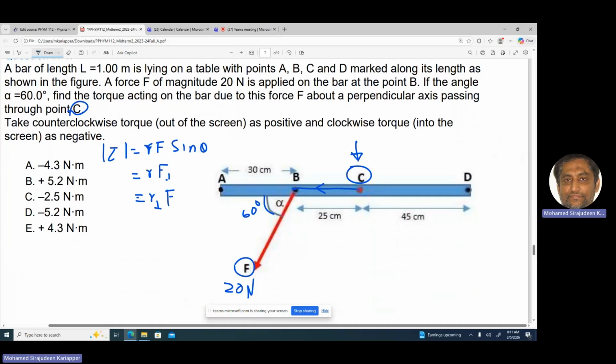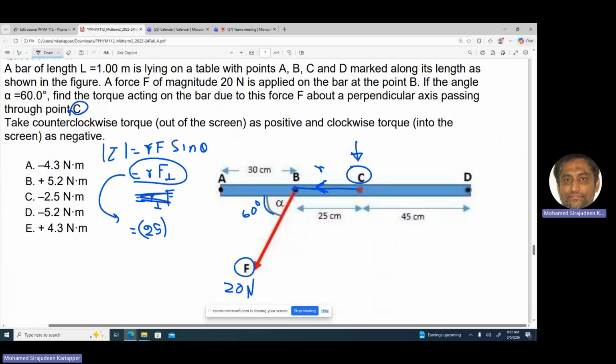So the force is applied at B. So R will be the vector drawn from C to B. So it has a direction. It's a vector. This is the R. But anyway, we want only the magnitude here. So usually this is the easiest way to get the answer. So R, we know what is R, 25. So you substitute 25. I'm going by this. And perpendicular force.